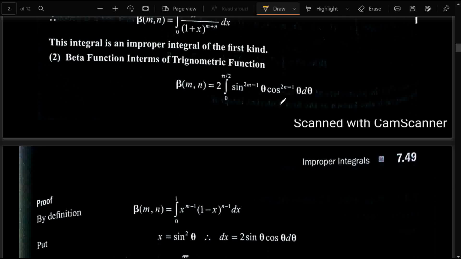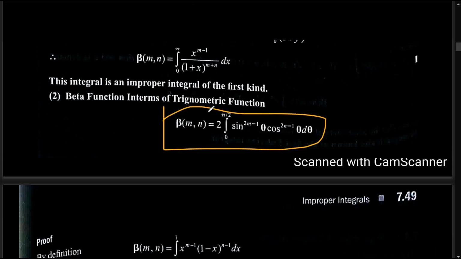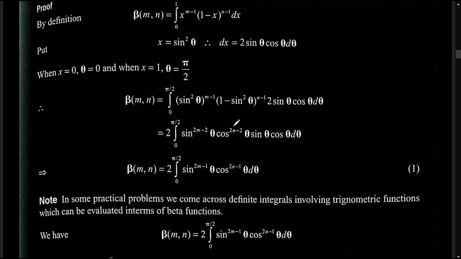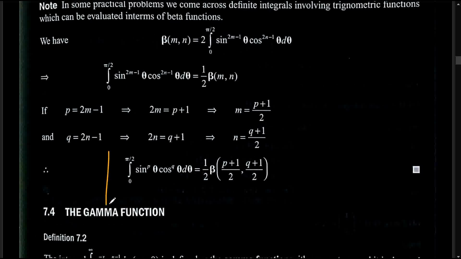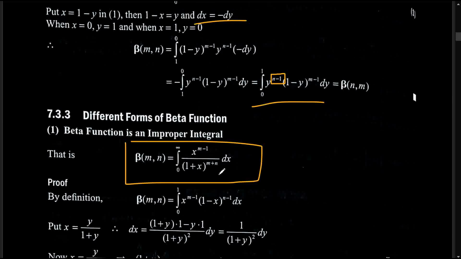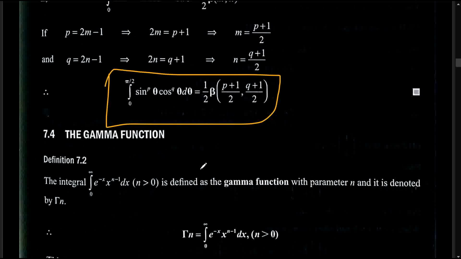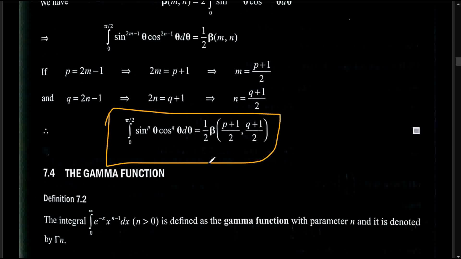And now the beta function in terms of trigonometric functions. This is the most used case, and it can be modified into a useful form. This is the form of the beta function that is mostly used. So just remember this; it is more important than the previous one we saw here. Give some importance to remembering this.